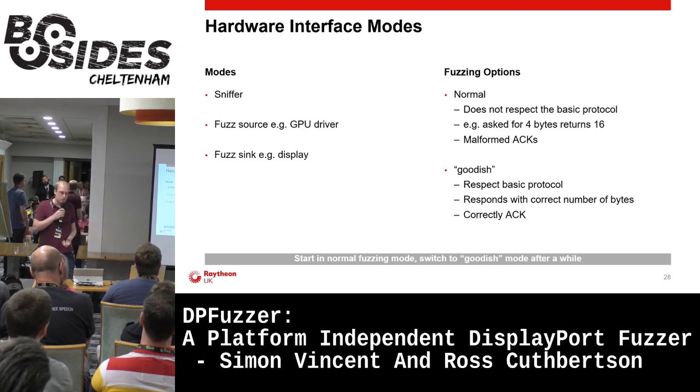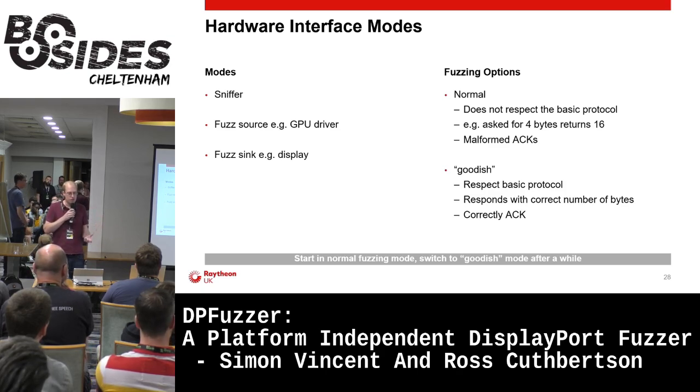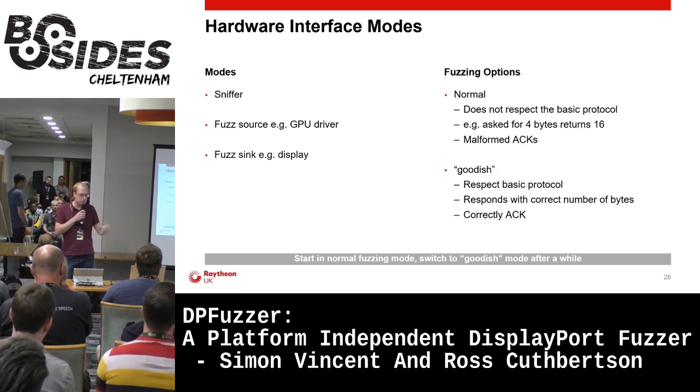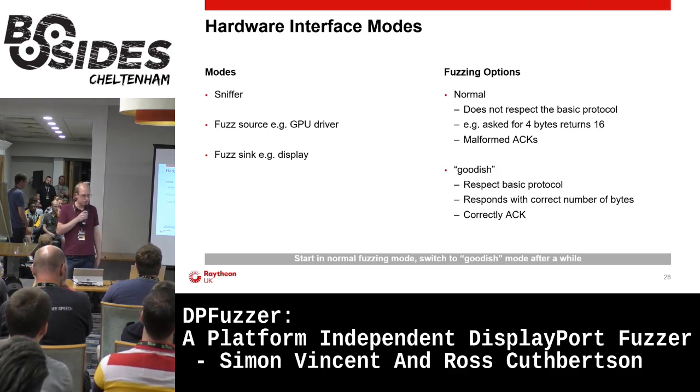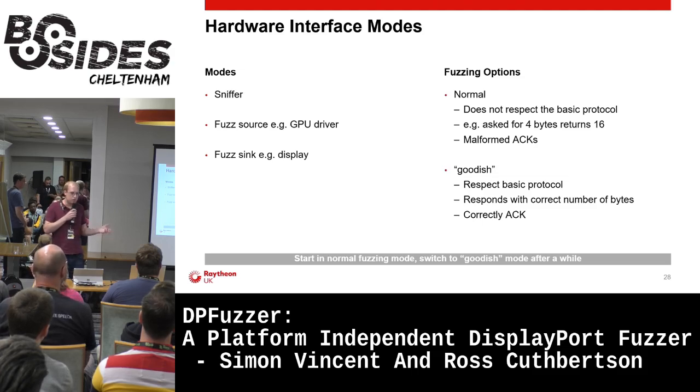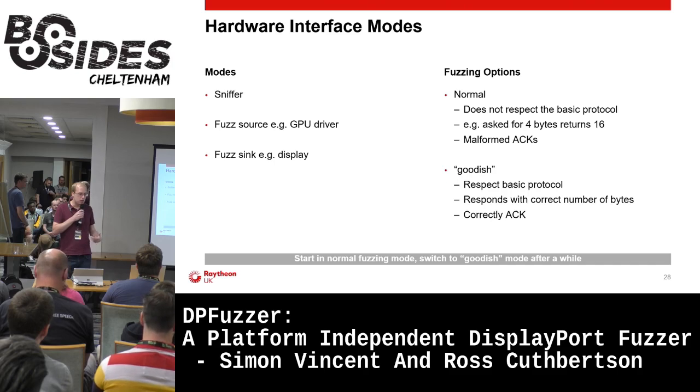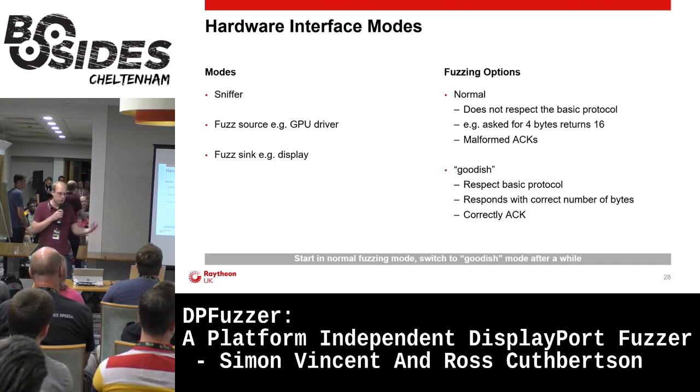So we made several different modes that we could support. The first thing we implemented was a sniffer mode. Essentially, this was the hardware interface board, and the fuzzer would sit between a monitor and a GPU, and we just capture data. So we'd build up a library of what sort of valid data we'd see across there, and this would then be used in our fuzzing runs. We then moved into adding functionality to fuzz a source device, so fuzzing the GPU driver, by using that test data and mutating it. And then we added a feature to fuzz a sink device, so a monitor or a display.